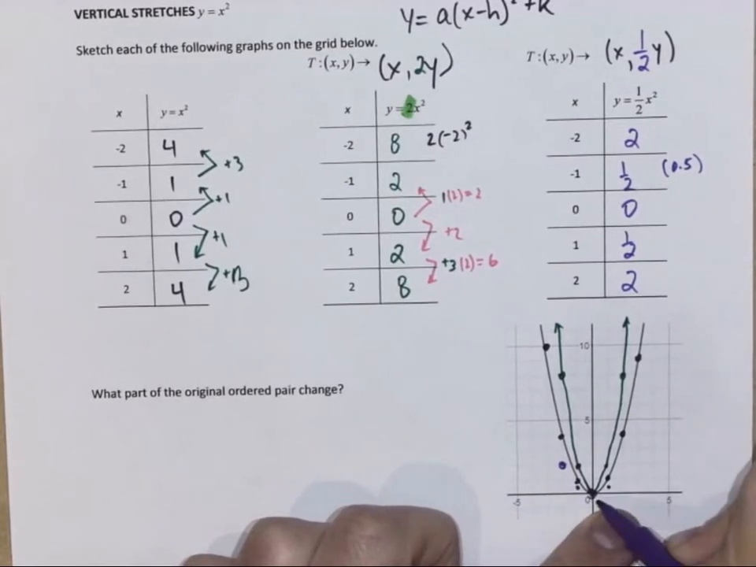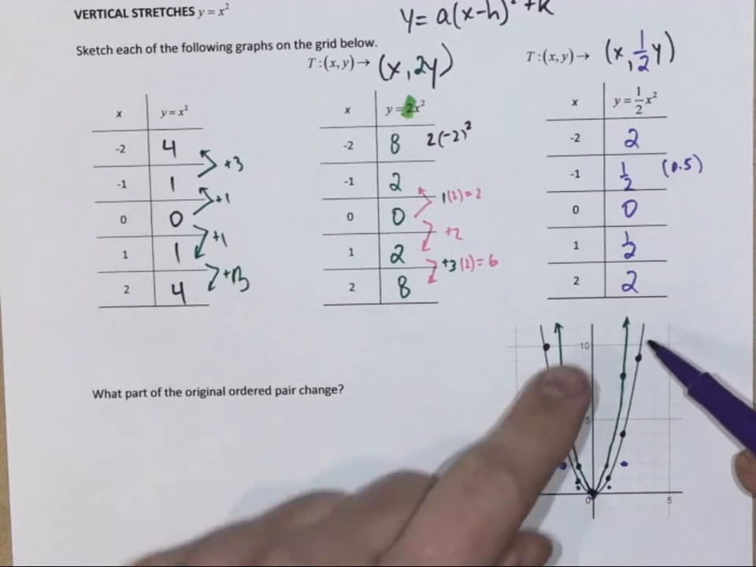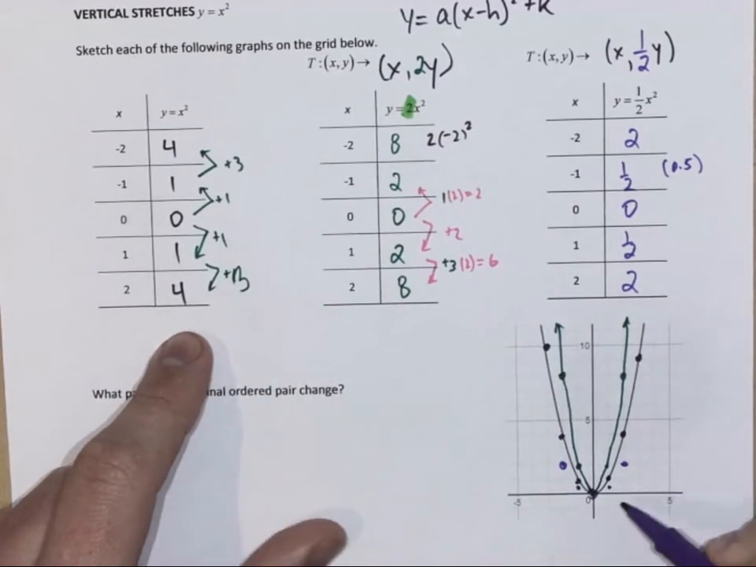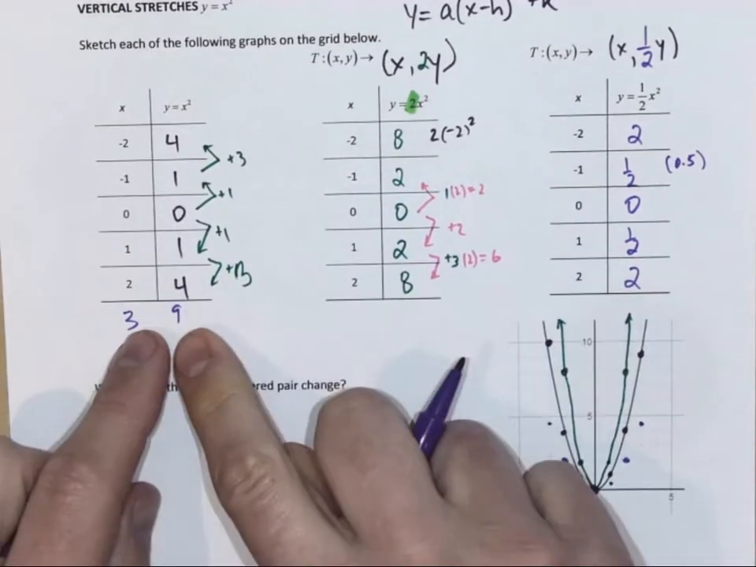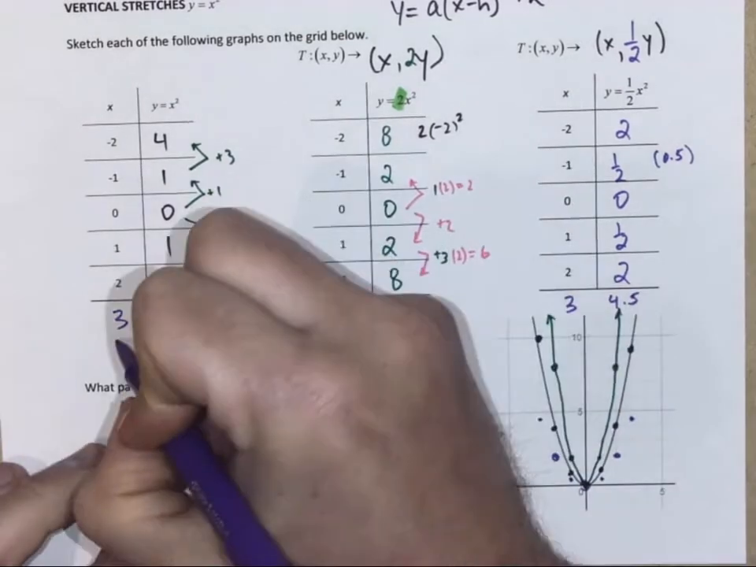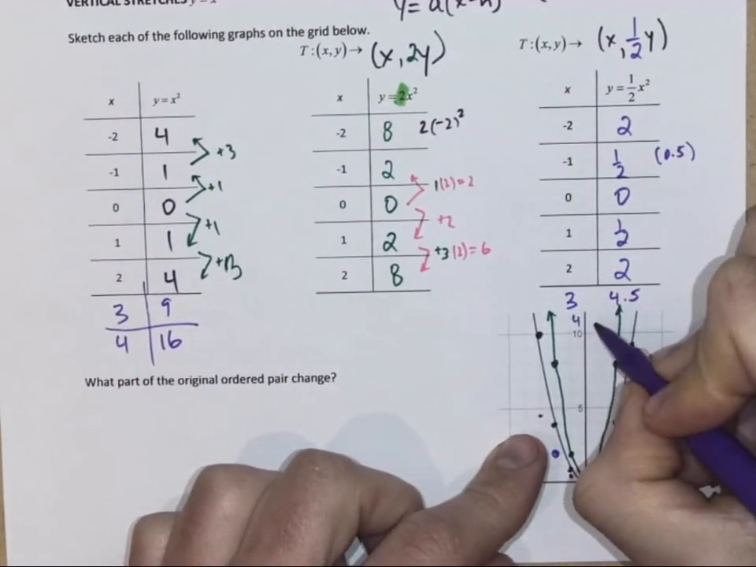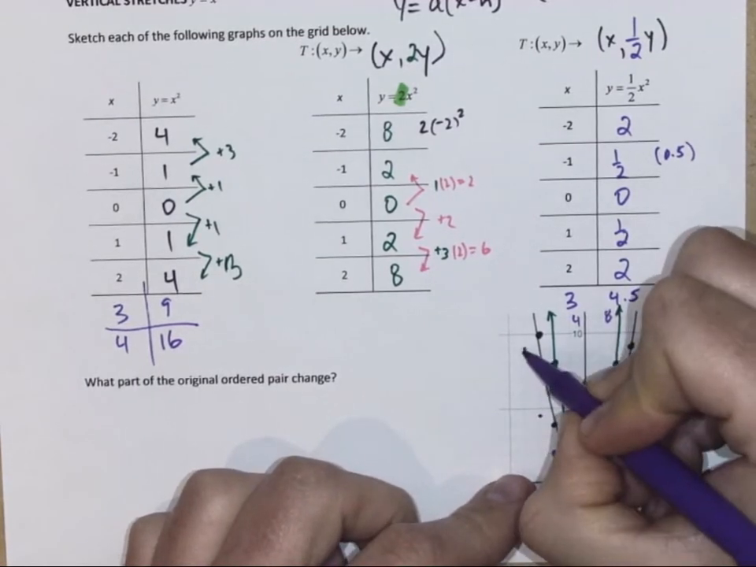And so now when I plot that one, -2, 2, -1, a half, 0, 0, 1, a half, and 2, 2, I start to see that that graph is a lot wider. If I continued, 3 squared is 9, 9 divided by 2 is 4.5, so 3, 4.5. Right, so I'm just taking my next step here and doing that one. 4 squared is 16. 16 divided by 2 is 8, so 4, 8. So I'm just adding more points so that I can actually get a better curve to draw.